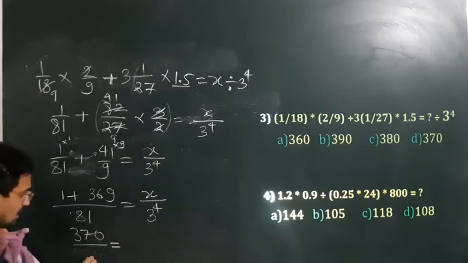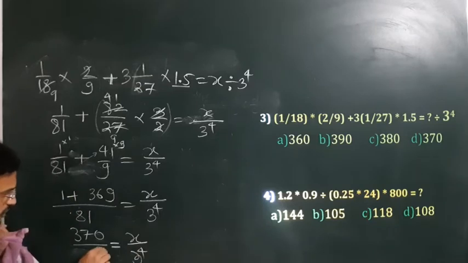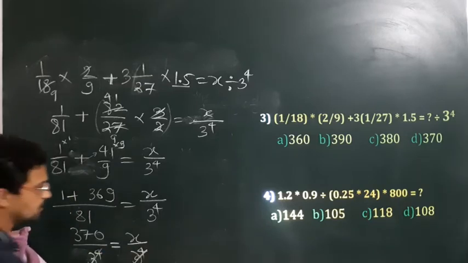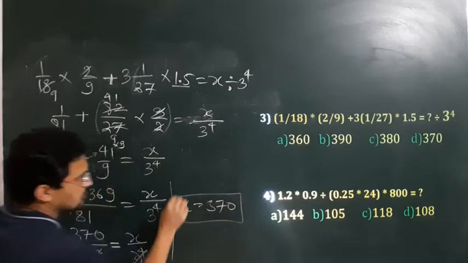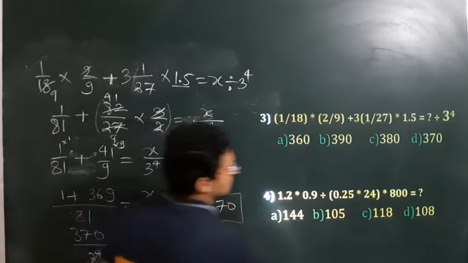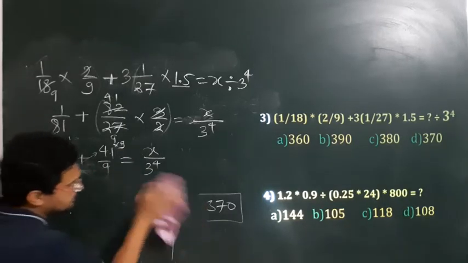This 81 can be written as 3 raised to 4, and this is X divided by 3 raised to 4. The 3 raised to 4 cancel out. Therefore, finally, X is equal to 370. So option D is correct. Option D is correct. Okay, so next.